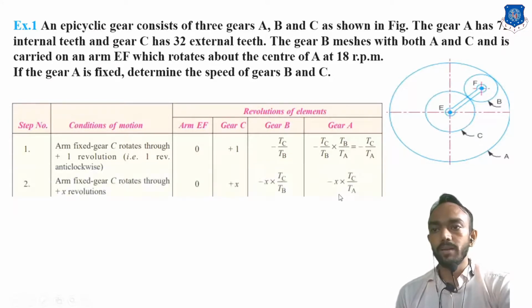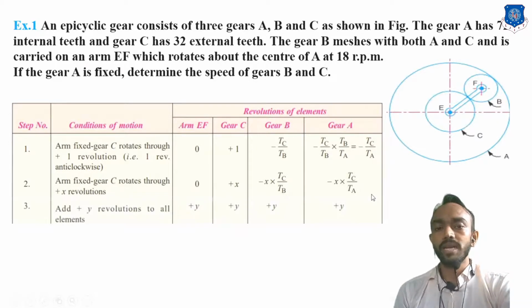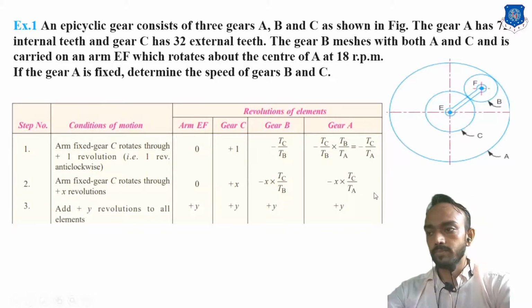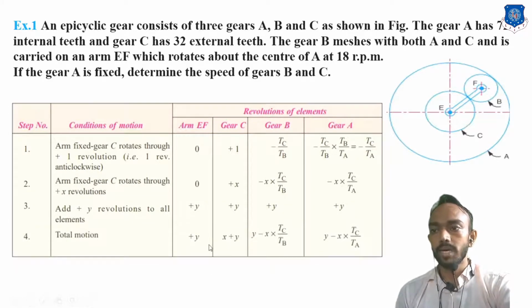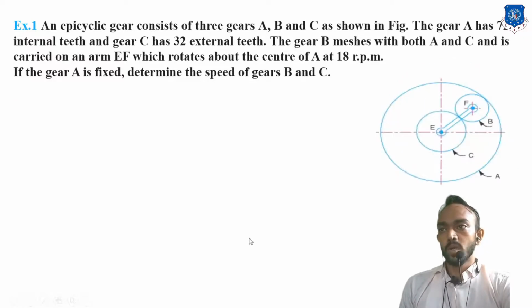And after that we are multiplying this by X. Or in other words, we are putting plus X revolution to C, so 0 plus X, minus TC by TA times X, minus. Okay, so after that plus Y revolution to all, and after that plus Y, X plus Y, minus TC by TA X plus Y. So okay, now we have figured this, and now we are going to read the given data.